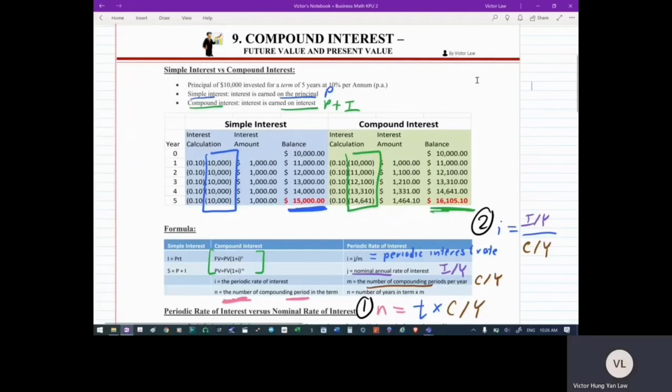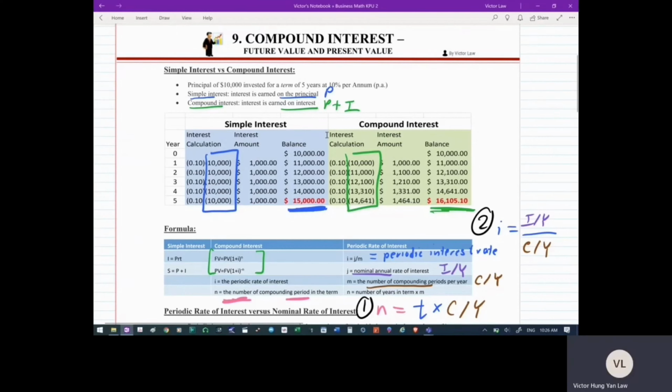Chapter 9, Compound Interest. The difference between simple interest and compound interest is that for simple interest, the interest is earned on the principal only. So the interest is only based on the principal amount, P. While for compound interest, interest is earned on the interest. So you're earning interest not just on the principal, but you're also earning interest on the interest as well.